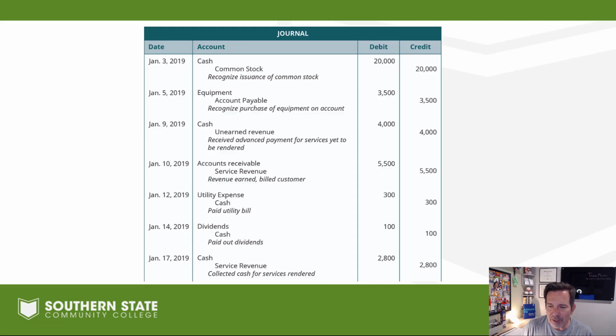And you'll notice we put a blank line in between every one. Makes it easy to read. One date, debit on top, credit on the bottom. The credit is indented to make it easy to read. Then we have our description at the bottom. Wonderful, perfect journal entries. Gotta love it.